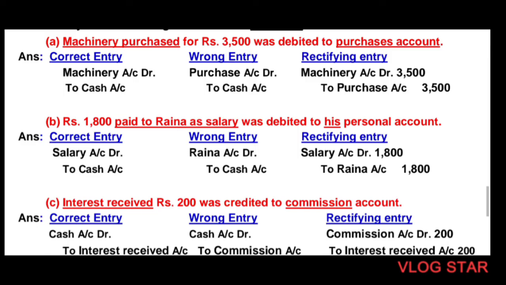So for machinery purchase, what is the correct entry? Machinery account debit to cash account. But what did we write? The wrong entry: purchase account debit to cash account. So if you want to rectify the entry, in the rectifying entry we write machinery account debit on the correct side. The wrong entry, where purchase was wrongly written on the debit side, we rectify by writing it on the opposite side, to purchase account. So machinery account debit to purchase account 3500.